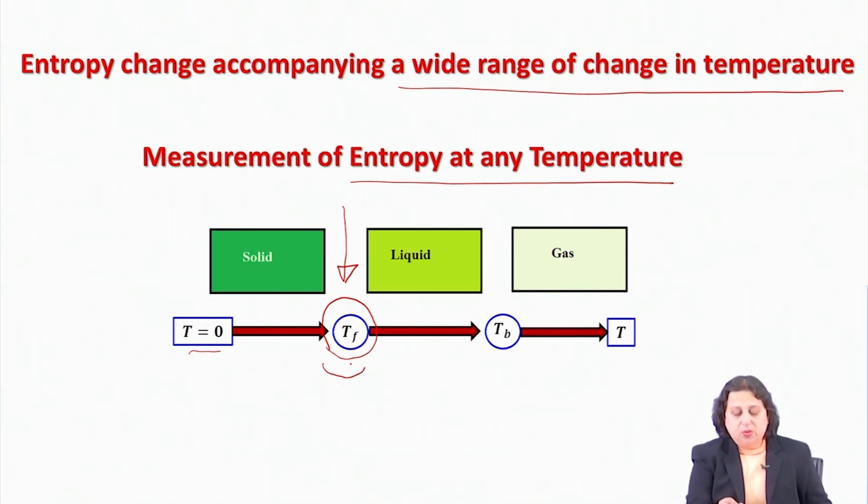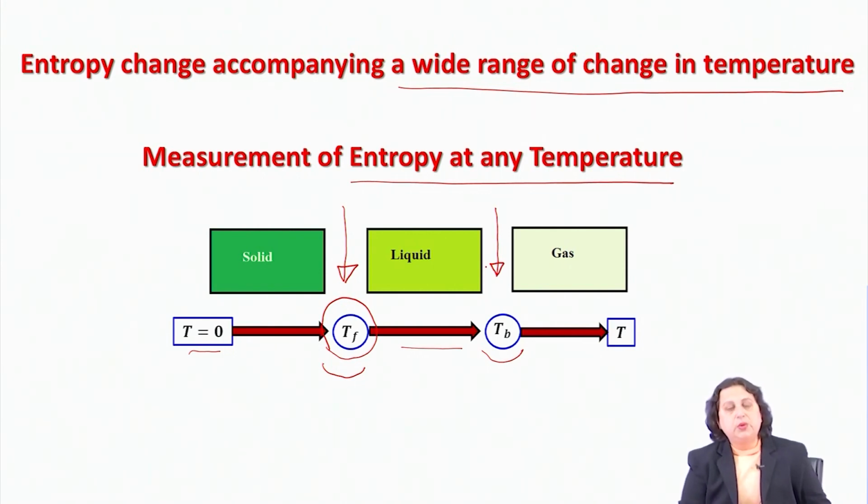Finally, if I go on heating even more, then what I would have is heating at constant pressure of the liquid phase. If I continue heating, I will arrive at the temperature T equal to Tb, whereby once again I will have the situation where the liquid will start evaporating.